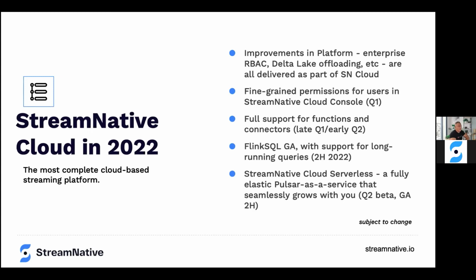And then we're also going to provide StreamNative Cloud Serverless, a fully elastic Pulsar as a service that seamlessly grows with you. So you no longer have to go back and scale up the number of instances. You can say, I want Pulsar serverless to dynamically react to my loads. If you have peak loads, you don't have performance bottlenecks. It'll just dynamically scale up and down because it's based on Kubernetes. We can do horizontal scaling and also scaling up and down as well. So you don't have to worry about provisioning your cluster, over provisioning, under provisioning. It just dynamically adapts to that. And that'll be available in Q2 as a beta and available in general in the second half.